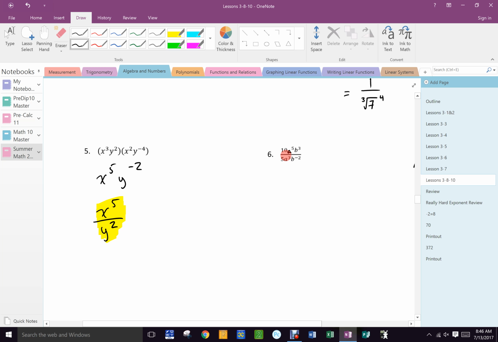You've done enough math. Coefficients go with coefficients, and like terms go with like terms. That shouldn't be that complicated, and yet people have trouble with it. What is 10 divided by 5? 2. 5 minus 3 squared. 3 minus 2. b to the positive 5. And it's done. Yes. What's 10 divided by 2?